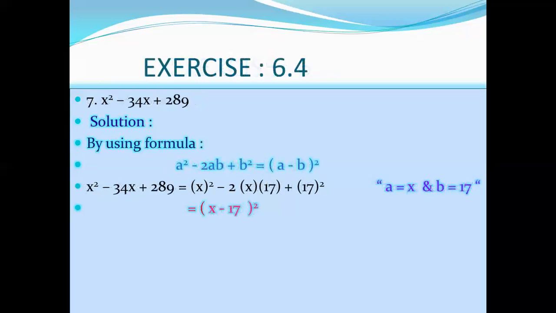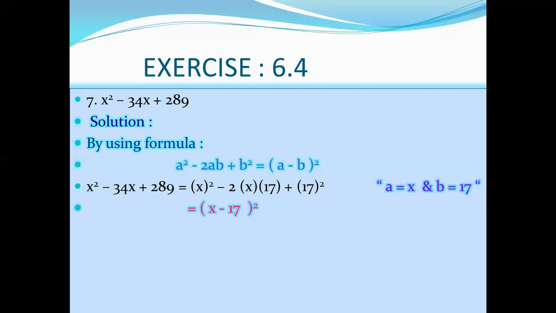x square minus 34x plus 289. Now the coefficient of x square is 1 in this question. In the previous one, the coefficient of x square was 49. x square is the square of x, and 289 is the square of 17. So A is x and B is 17 in our question.